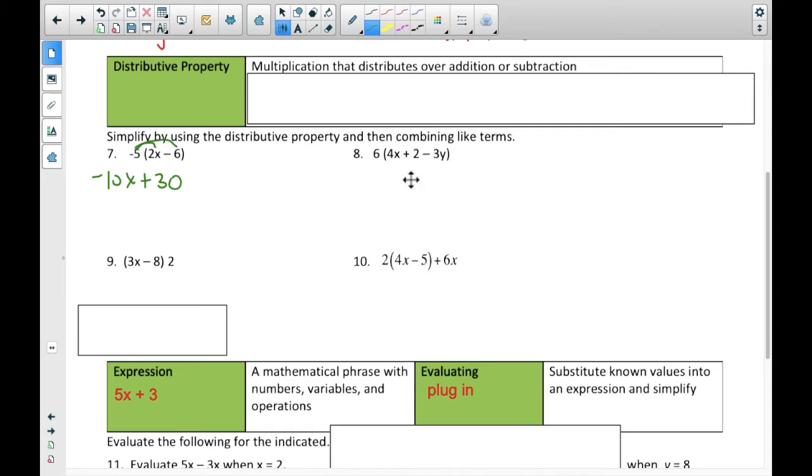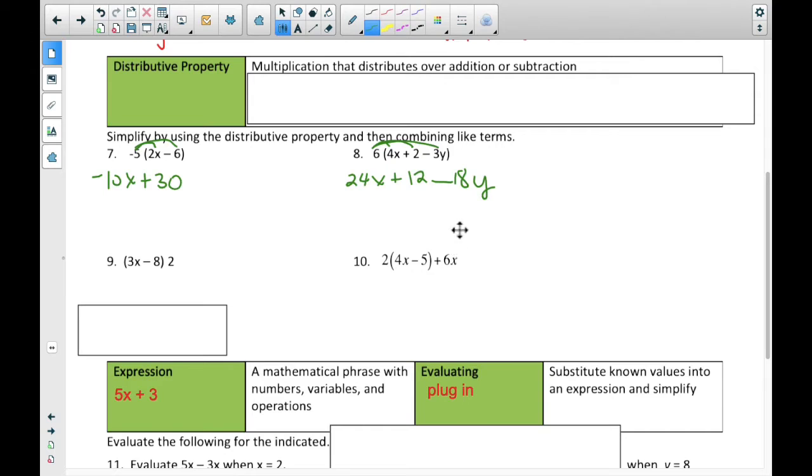Next problem. This first one had two things inside the parentheses, 2 terms. This one has 3 terms inside the parentheses. That's okay. We can multiply all 3 of them. So I'm going to multiply the 6 times each of those 3. So 6 times 4x is 24x. 6 times 2 is 12. And 6 times 3y, and it's a negative, is minus 18y.